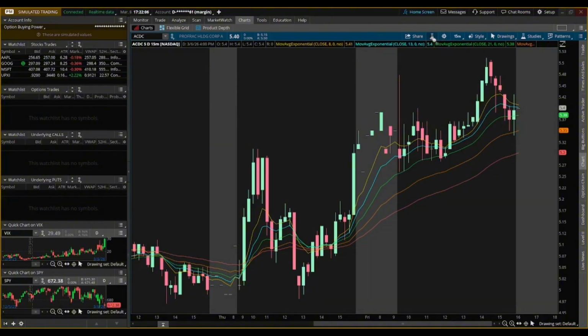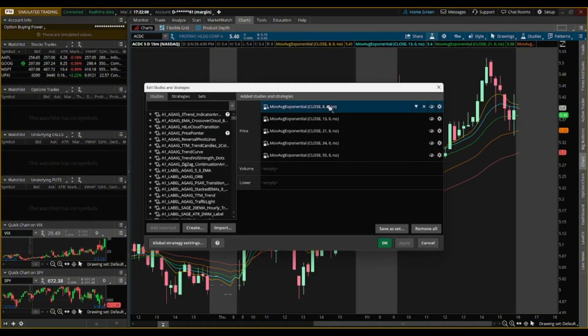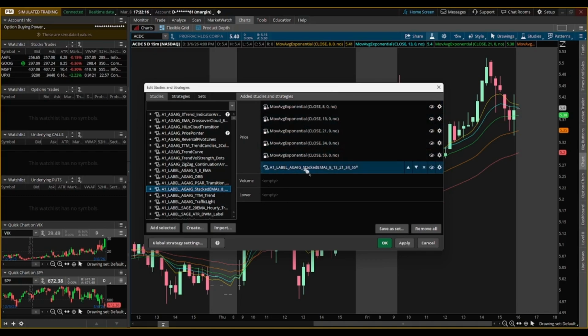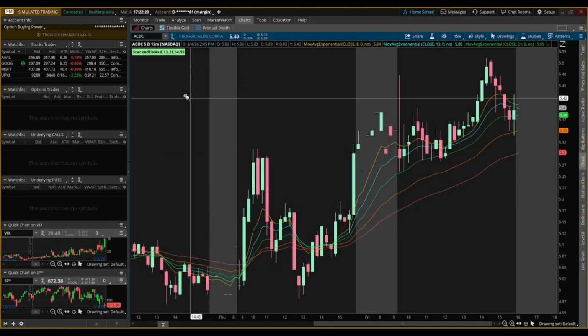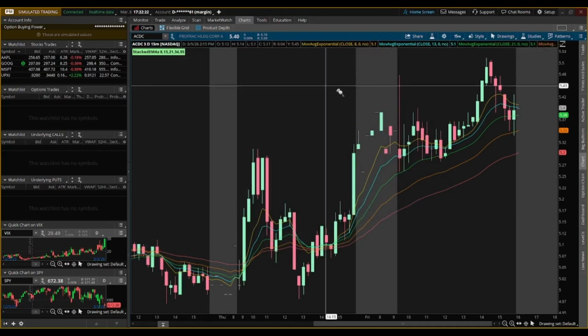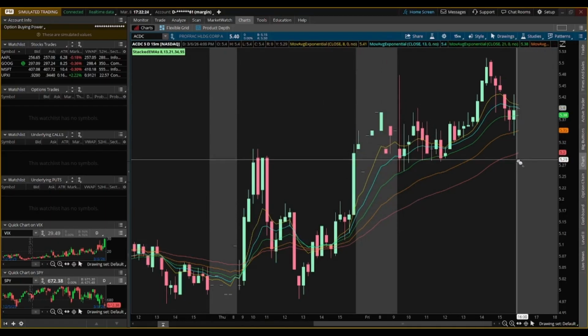This study uses 5 EMAs, the 8, 13, 21, 34, and 55 period. These are all Fibonacci numbers, and they're commonly used because they tend to align with natural market rhythms and trader behavior. When all 5 EMAs are stacked in order above each other, that's called a bullish stack.